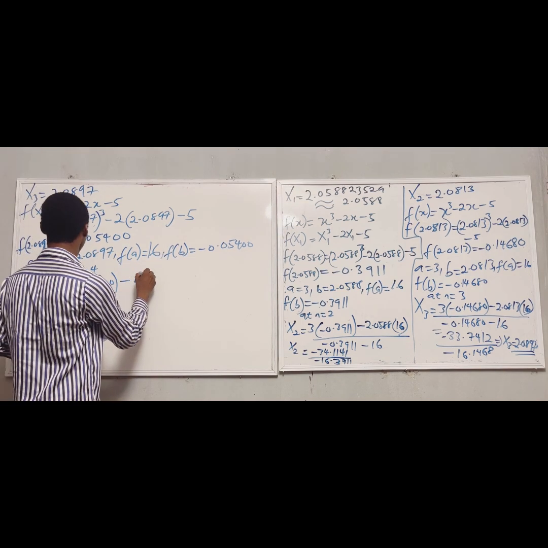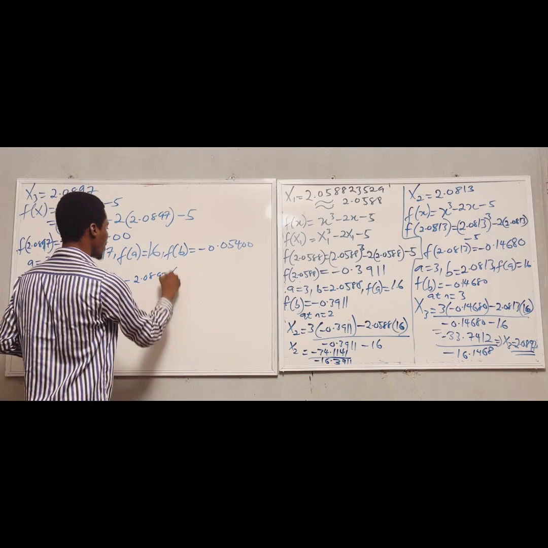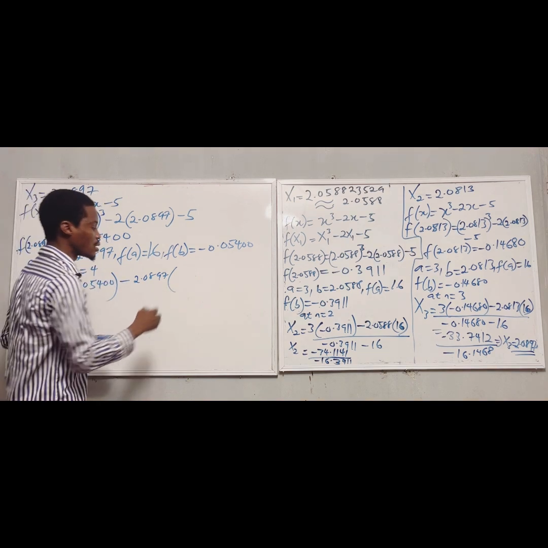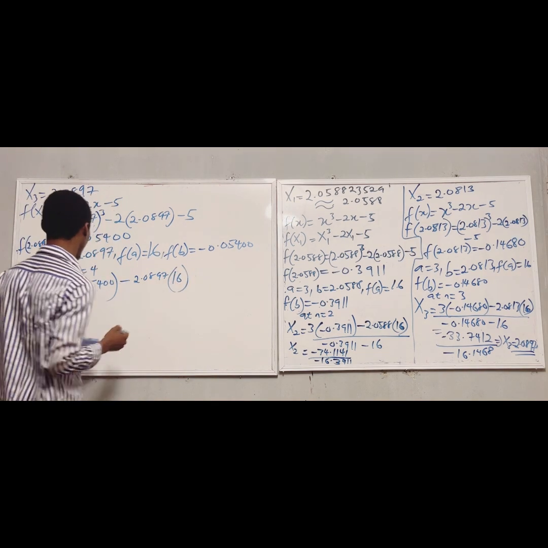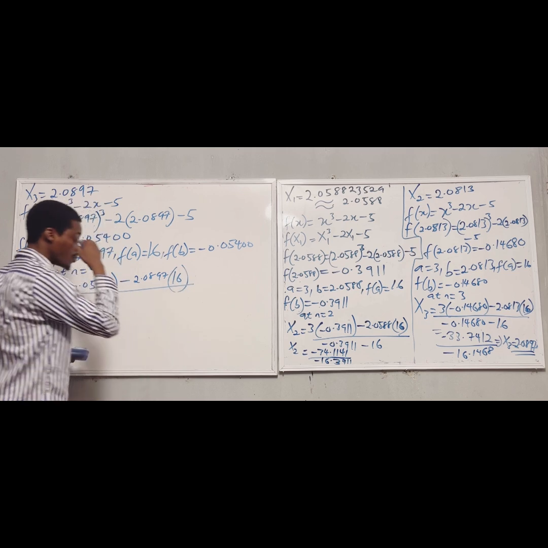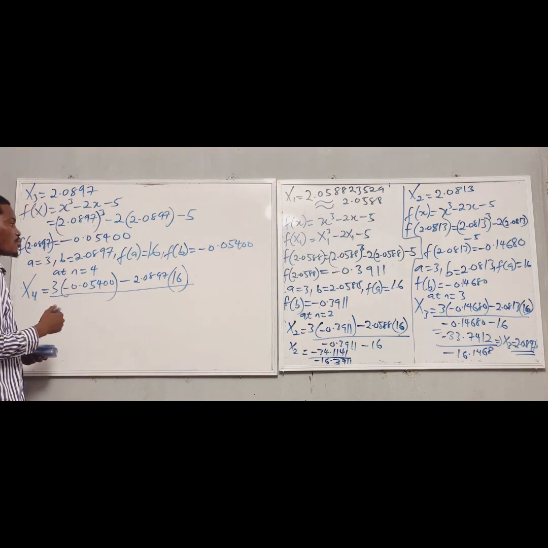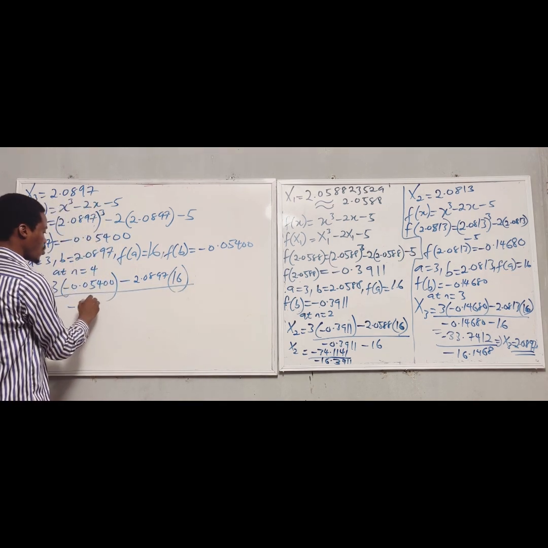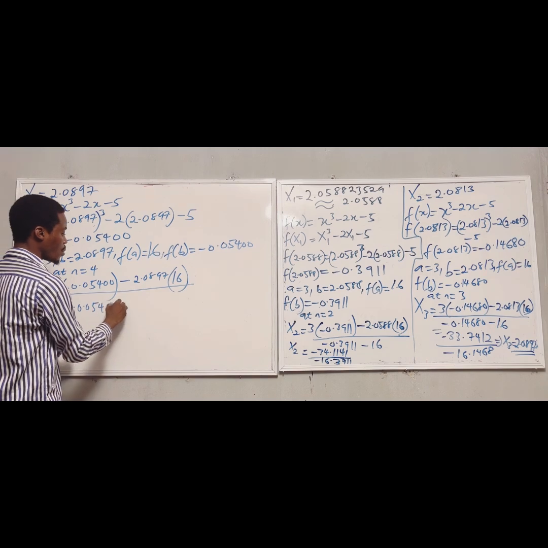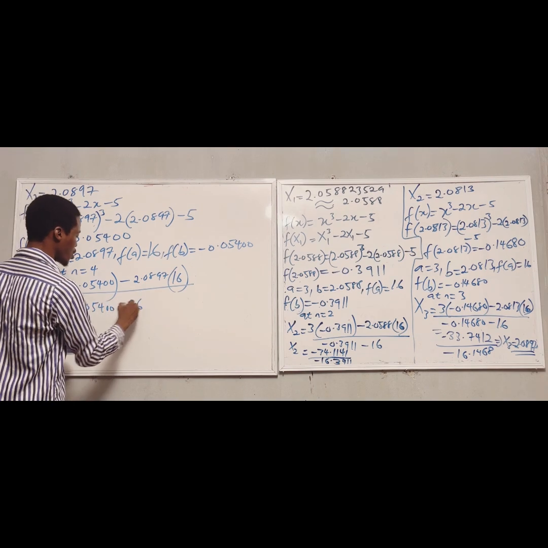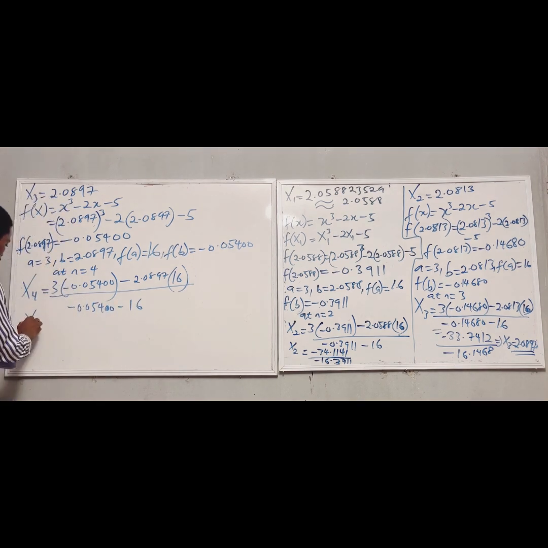So a f of b minus b f of a is 2.0897, then my f of a, which is 16, all over f of b minus f of a. So what's my f of b? Minus 0.05400, minus f of a, which is 16. So if I solve this, what am I going to have?